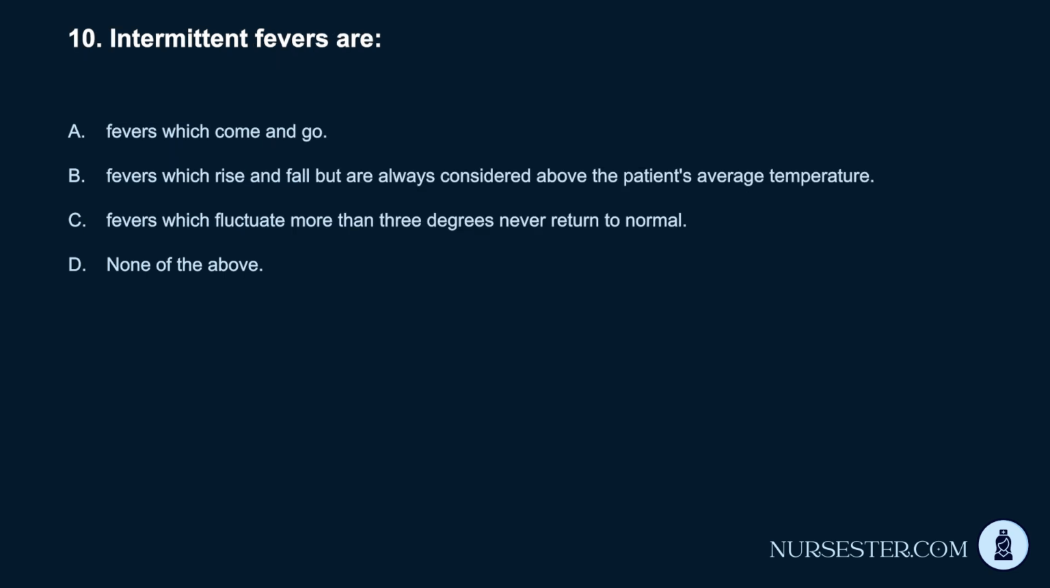10. Intermittent fevers are A. Fevers which come and go. B. Fevers which rise and fall but are always considered above the patient's average temperature. C. Fevers which fluctuate more than 3 degrees and never return to normal. D. None of the above. Correct answer, A. Fevers which come and go.